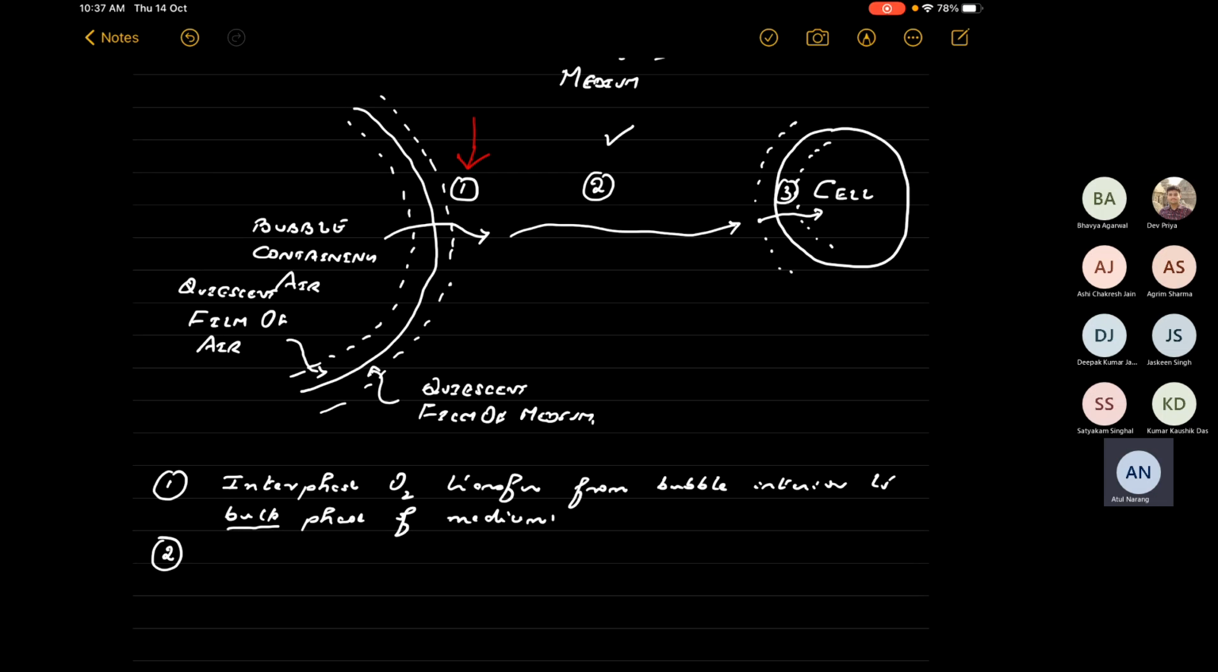is transfer of O2 from bubble to cell within the bulk of the medium.